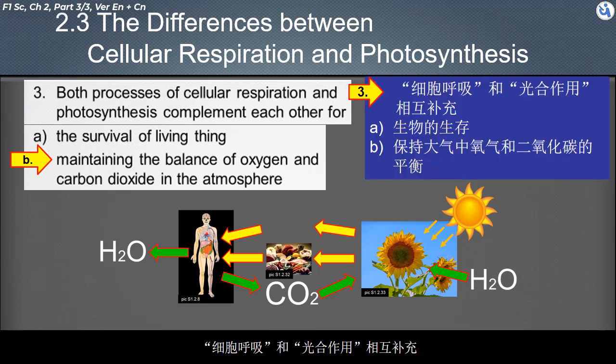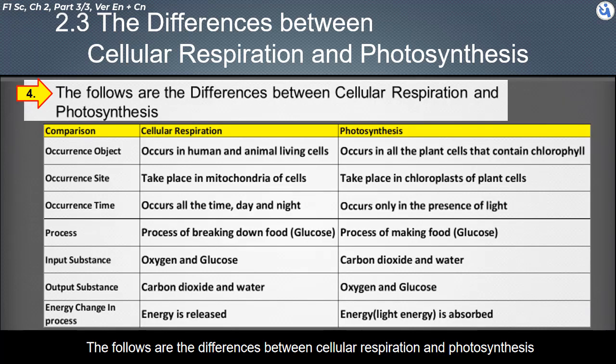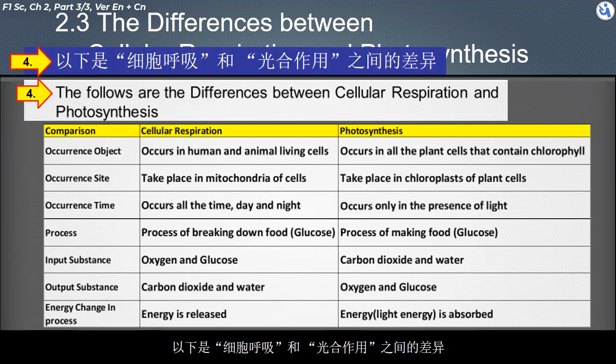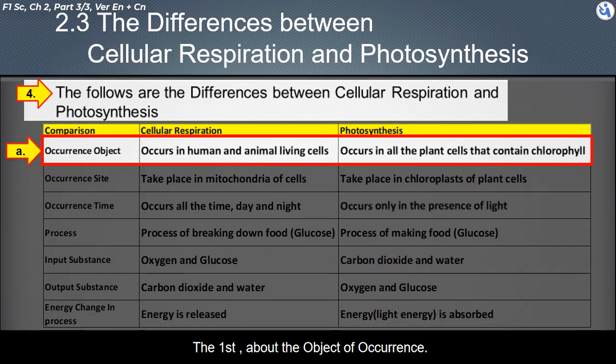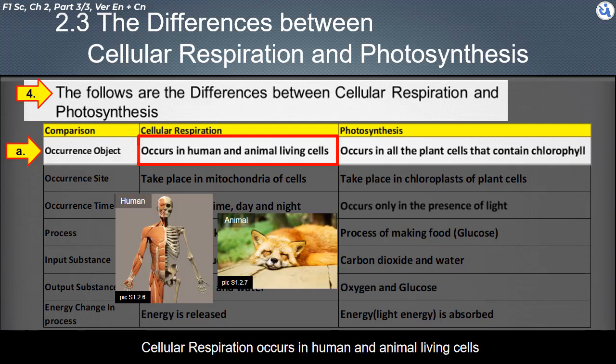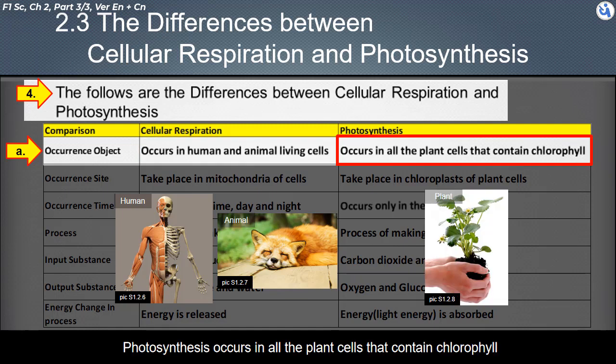The following are the differences between cellular respiration and photosynthesis. The first is the object of occurrence. Cellular respiration occurs in human and animal living cells. Photosynthesis occurs in all the plant cells that contain chlorophyll.